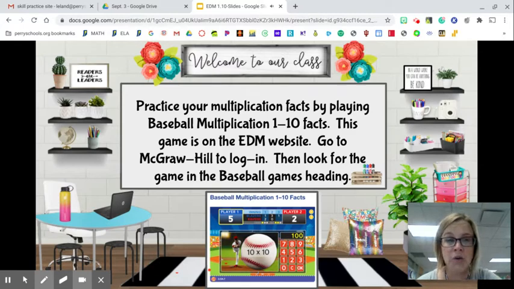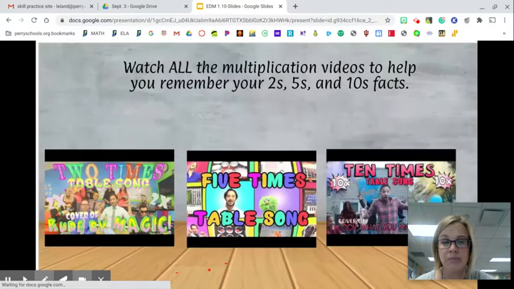The next thing that you're going to do is to practice your multiplication facts by playing baseball multiplication 1 through 10. So there's a couple different baseball multiplications. You're looking to do the facts 1 through 10 since we're just starting out. This is an Everyday Math game, so you're going to go to McGraw-Hill to log in, and then you're going to look in the game section for baseball games.